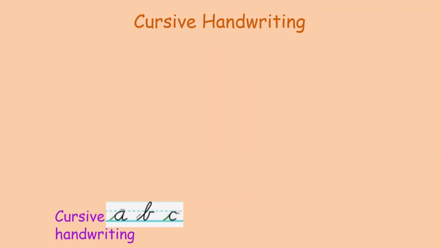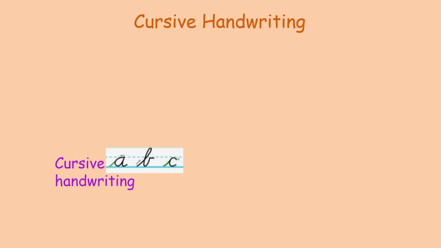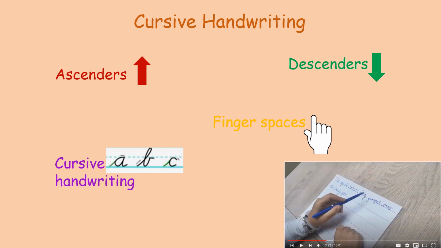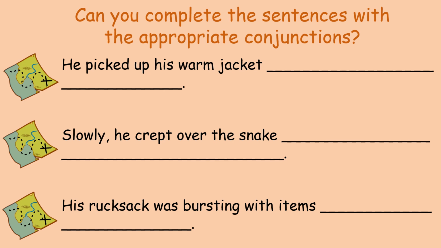So now I'm going to have a go at writing out my sentences in my best George Spicer cursive handwriting. I'm going to need to remember my ascenders, my descenders, and also to use finger spaces in between my words. Now, if you're having some trouble or you just like to have a look at Miss Buckley's SPAG video from the week before we close for half term, she explains it very, very well and can help with your cursive handwriting. So here is the second exercise.